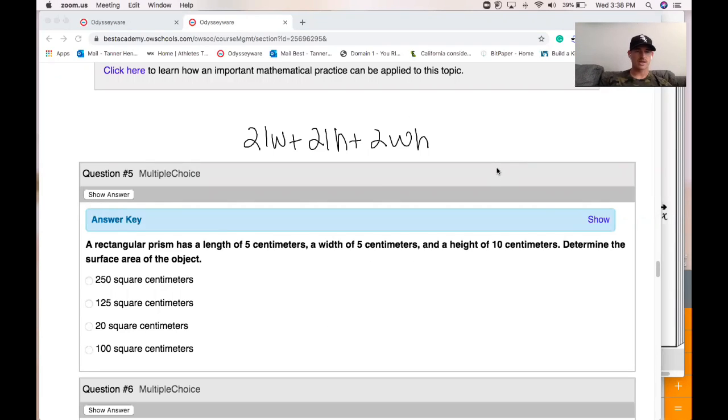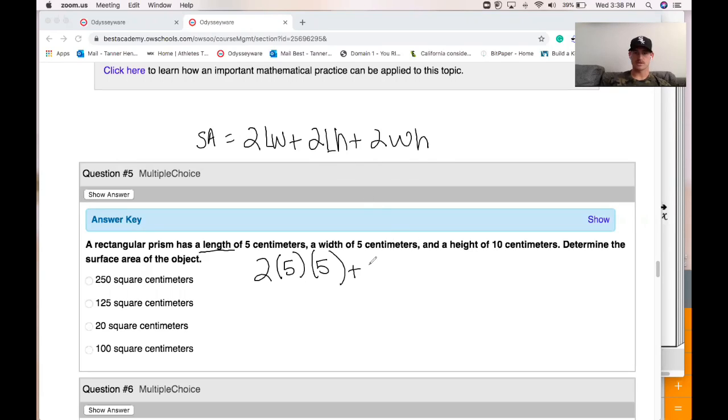Number 5 says a rectangular prism has a length of 5 centimeters, a width of 5 centimeters, and a height of 10 centimeters. Determine the surface area of the object. So we have a formula right here. Surface area equals that. So we got 2, our length, it says right there, is 5. And our width is 5. Plus 2L, that's an L, not a 1. Make sure it's not 21.